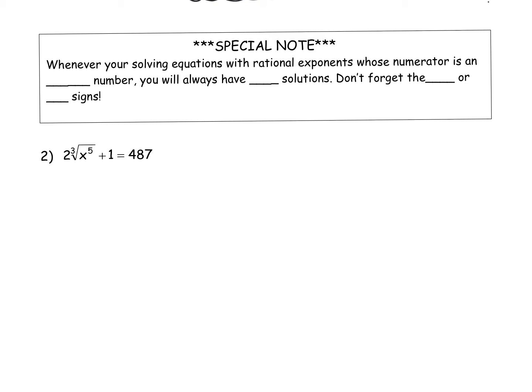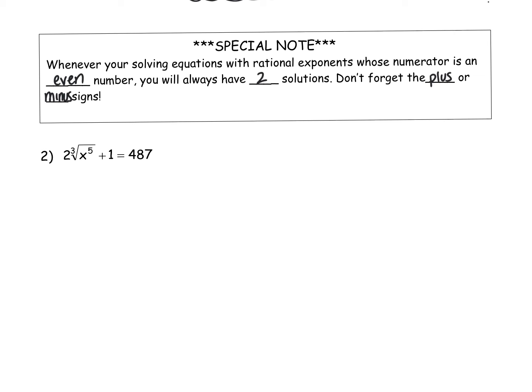So before we can do example number 2, there is a special note. Whenever you are solving equations with rational exponents whose numerator is an even number, you will always have two solutions. So do not forget the plus or minus signs. So this is something that we're probably going to need in a couple of problems. So let's just try to see what we can do with number 2.